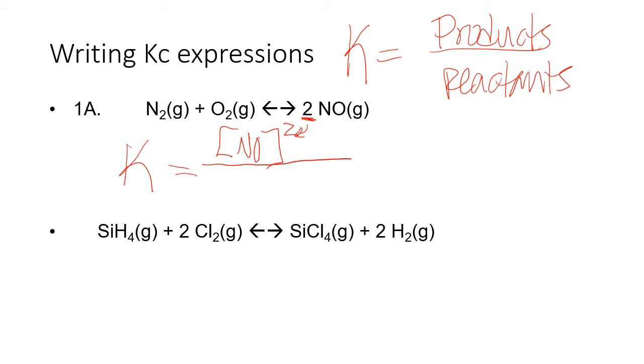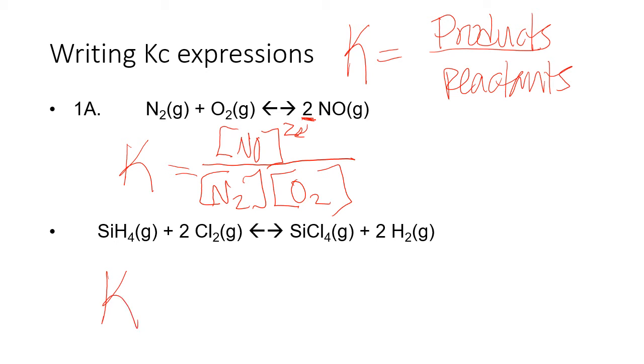And then I have no more products, so I'm going to put that over N2. There's a 1 here, so I'm just going to leave that blank for a 1. And then my concentration of O2. Again, there's a 1 there, so I'm going to leave that blank. And that's it.